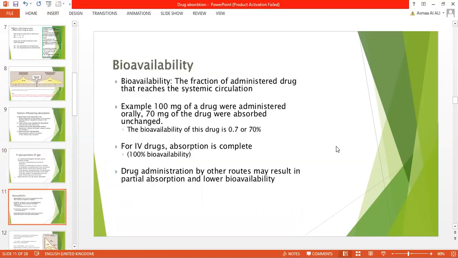Now we are talking about bioavailability, which is an important term in the pharmacokinetics of a drug. Bioavailability is the fraction of administered drug that reaches the systemic circulation. As an example, if 100 milligrams of a drug are administered orally, and 70 milligrams of this drug are absorbed unchanged, the bioavailability is 0.7 or 70%.